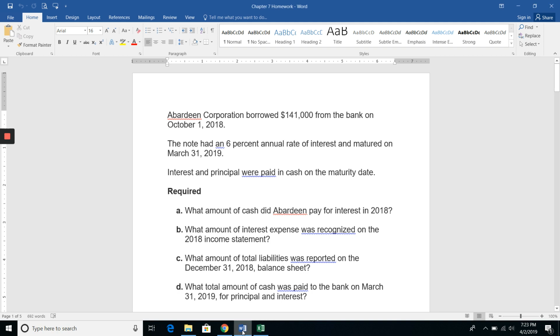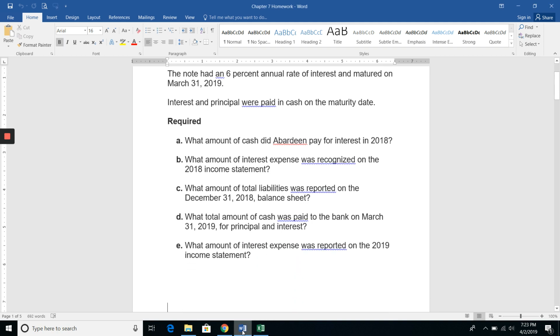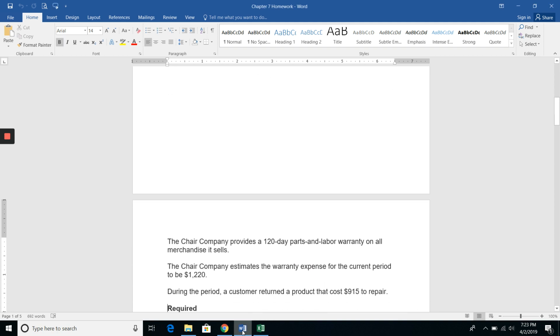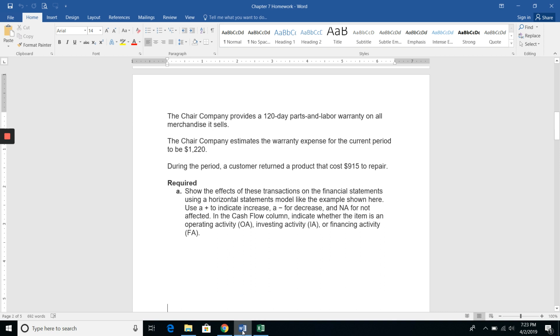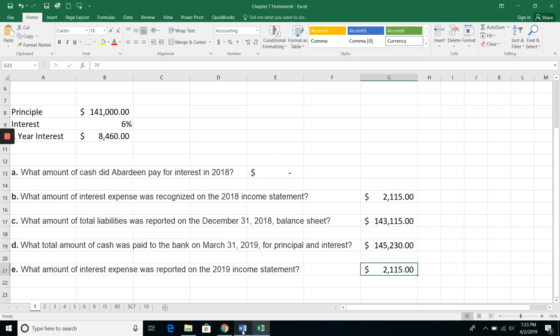Let's go ahead and take a look at question 2 here. We have a chair company provides a 120-day parts and labor warranty on all merchandise it sells. The company estimates that the warranty expense for the current period is $1,220. So let's take a look at how we would record that in our framework.